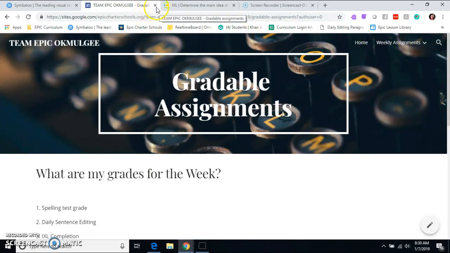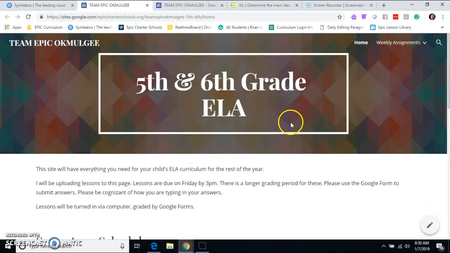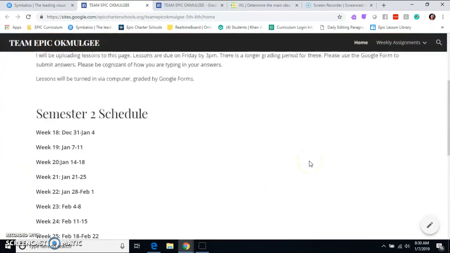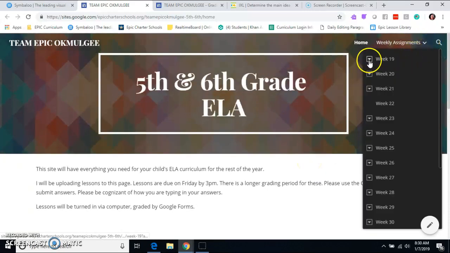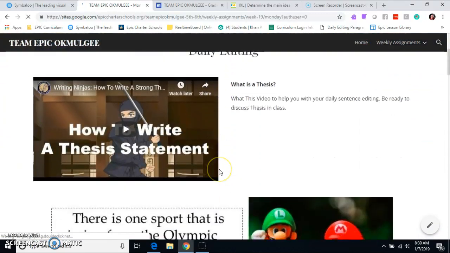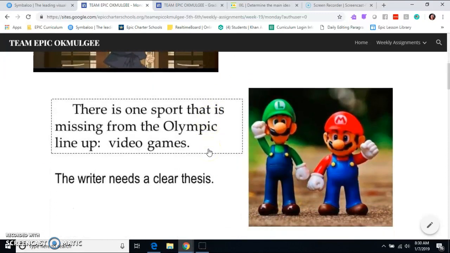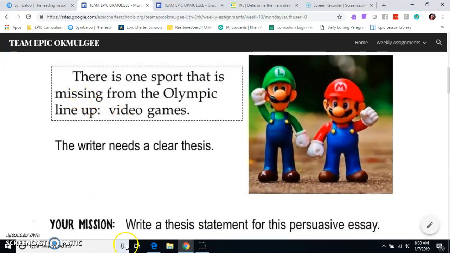If you are in 5th or 6th grade, I'm just going to quickly go through this because it's pretty much the same. But I want to show you your daily editing. So your daily editing has a theme, like Monday's theme is how to write a thesis, because here's your daily editing. It says, write a thesis statement for this persuasive essay. So you're going to read this, and then you're going to write a thesis statement for this essay, which is not even a whole essay, but you get the idea.